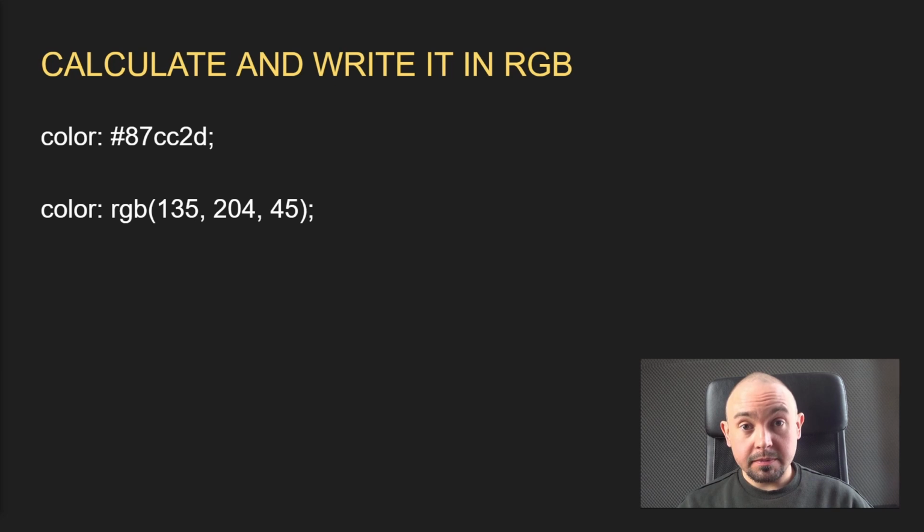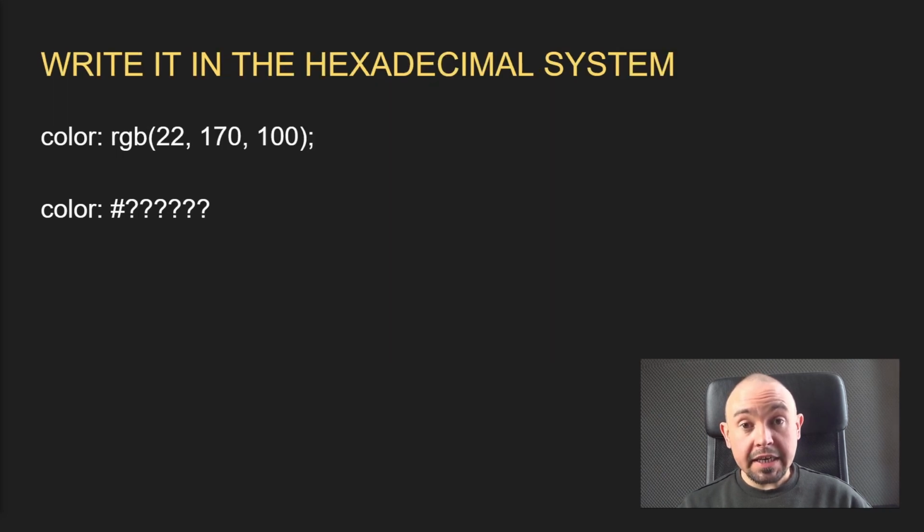Here's the answer. 87 is 135, double C is 204, and 2D is 45. And that's how we should write this color in the RGB function. Now the second task, this time reversed. We have the color given in the RGB function, and we have to convert it to the hex system.